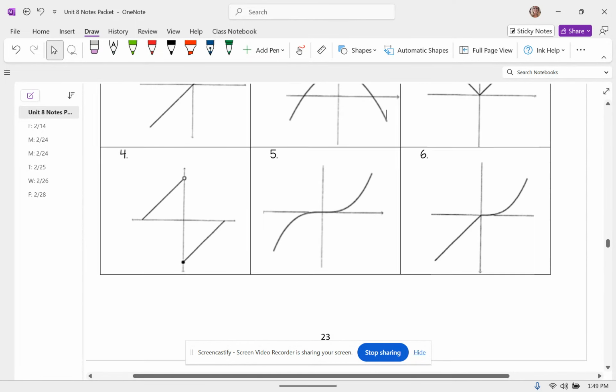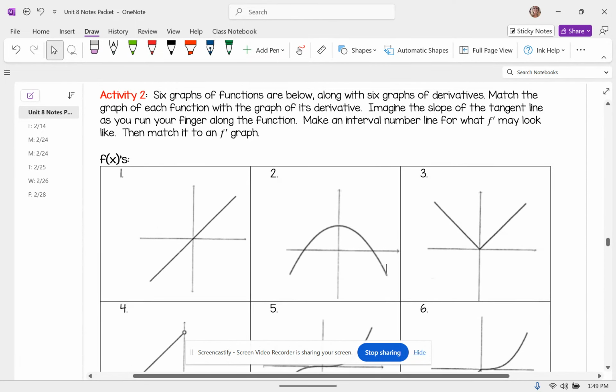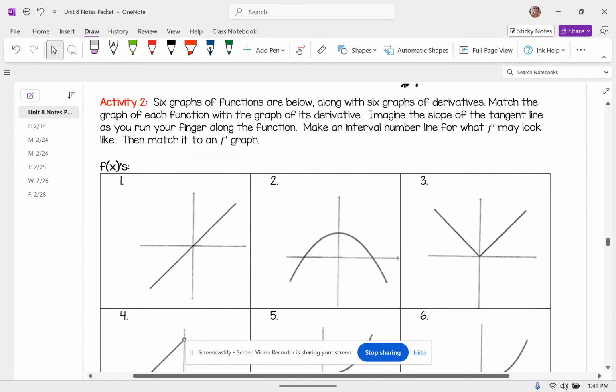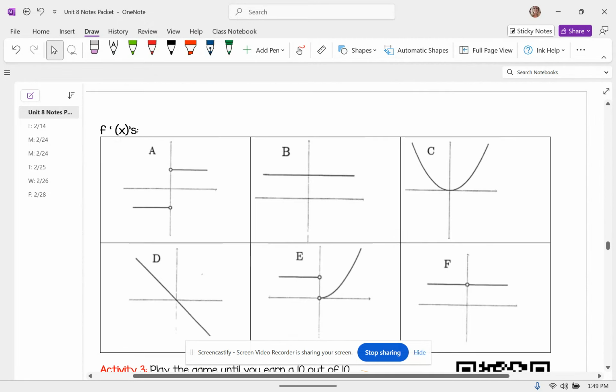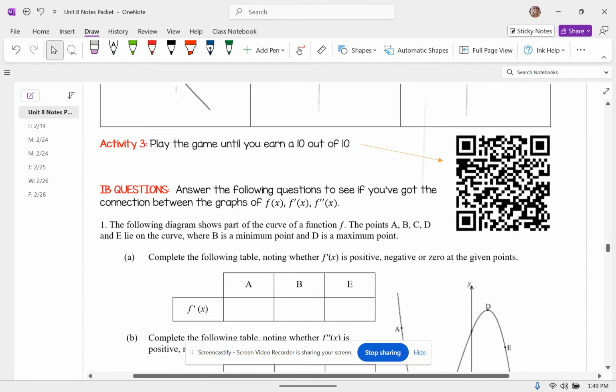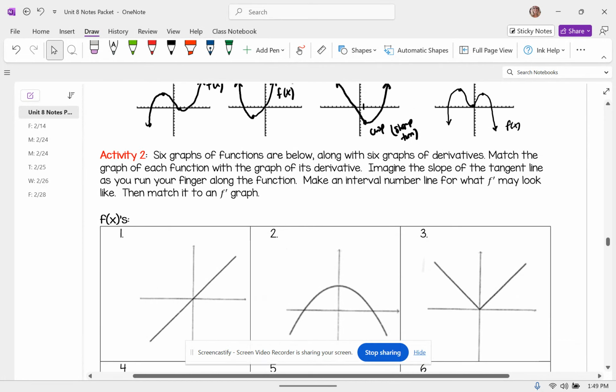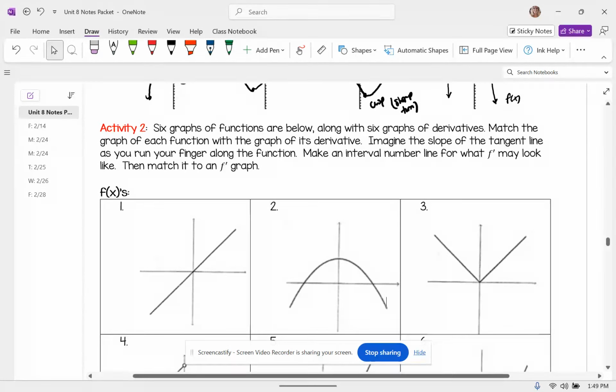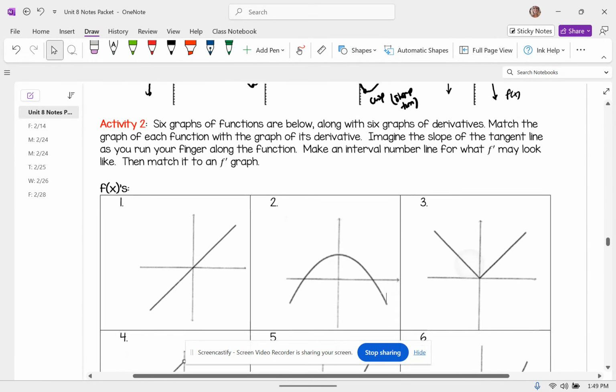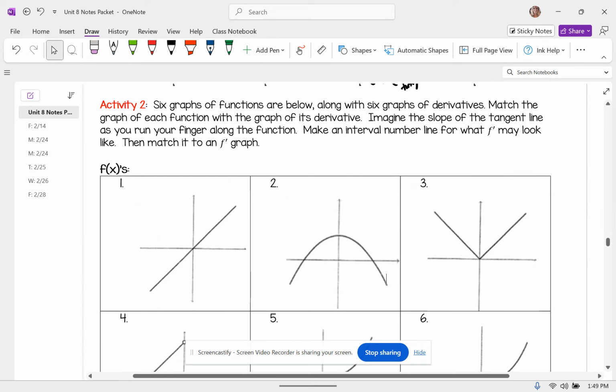Actually, this is good practice. Let's do activity 2. It says 6 graphs of functions are below, along with 6 graphs of derivatives. The derivatives are on the back page, on page 24. Why would they do that? Very annoying, I'm sorry. All right, match the graph of each function with the graph of its derivative.